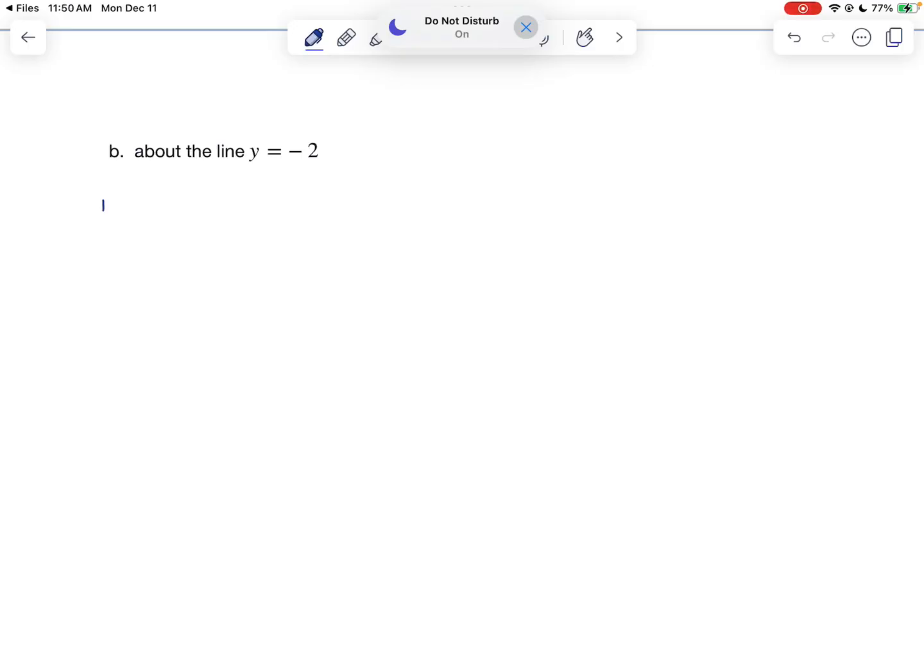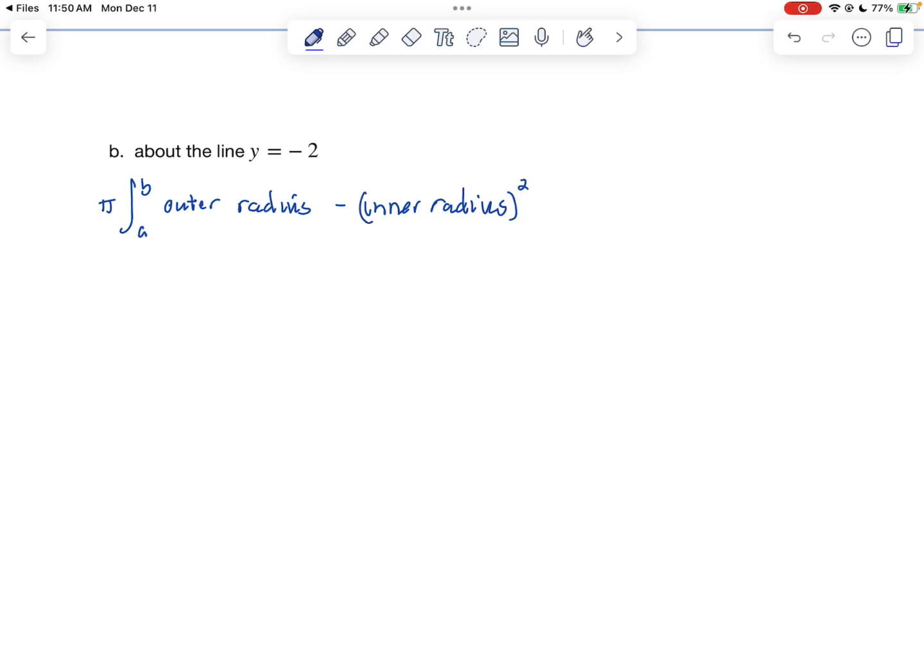Okay, for our second example today, we're going to look at rotating this around the line y equals -2. And remember, we're going to use our formula for a washer, so that's pi times the integral from a to b of the outer radius squared minus the inner radius squared. What we need to do is figure out what our outer radius is and what our inner radius is. Remember, radius is always formed by going from the axis of revolution to the outer curve and the axis of revolution to the inner curve to get your outer and inner radius. So let's move to the graph and see what this looks like.